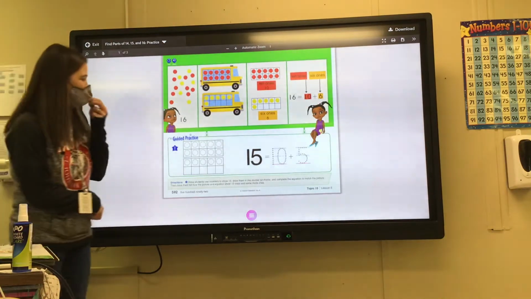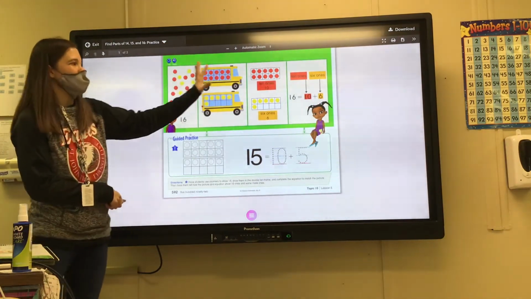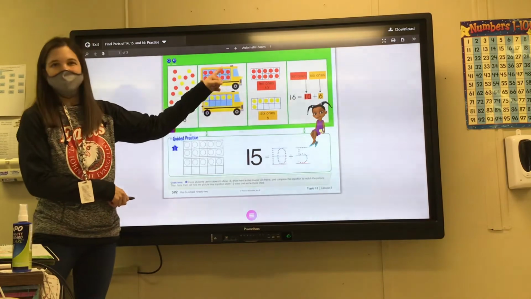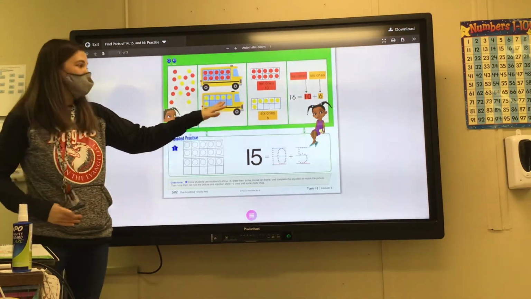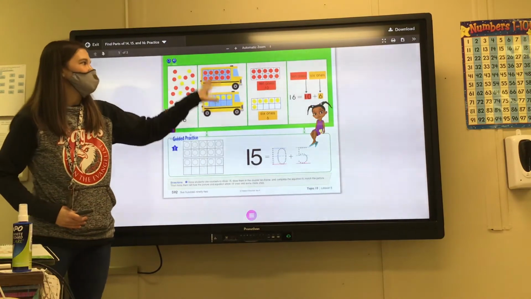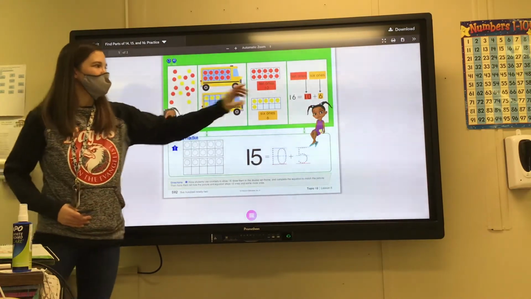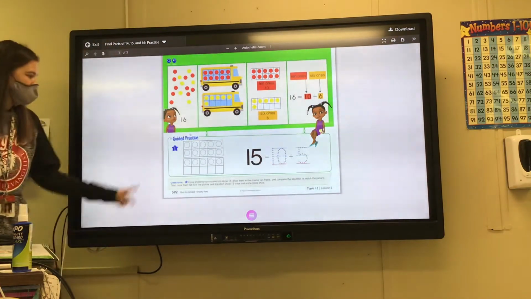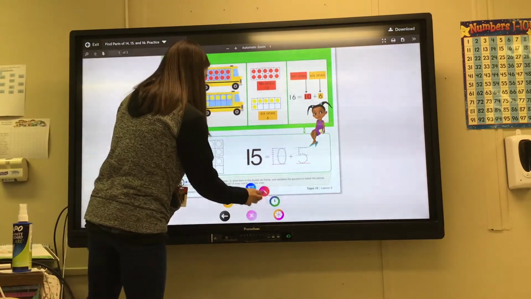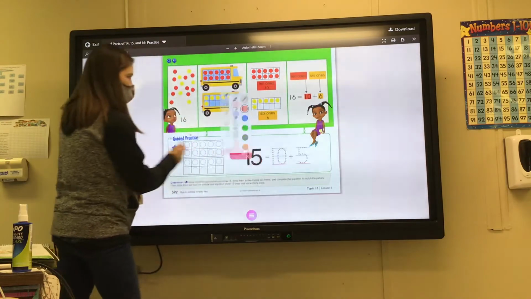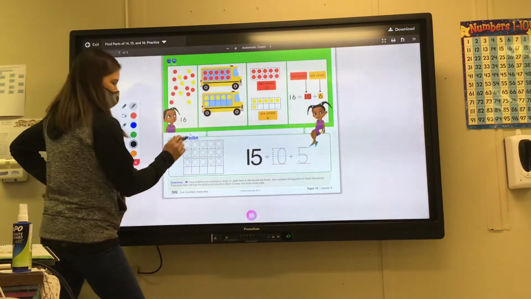All right, so down here, first of all, remember the video. There were 10 students in the top bus and 6 students in the bottom bus. There were 4 seats open, remember? But they had 10 ones plus 6 ones equaled 16. Now let's look at number 1. We're going to use the counters to show 15. So I want you to draw 15 counters.